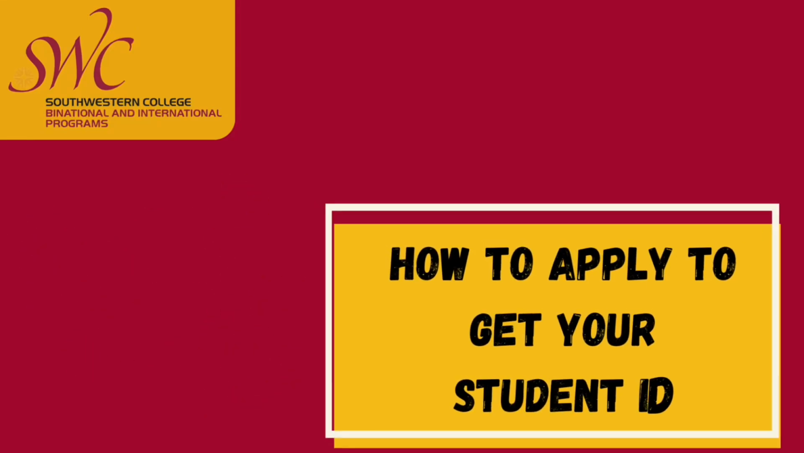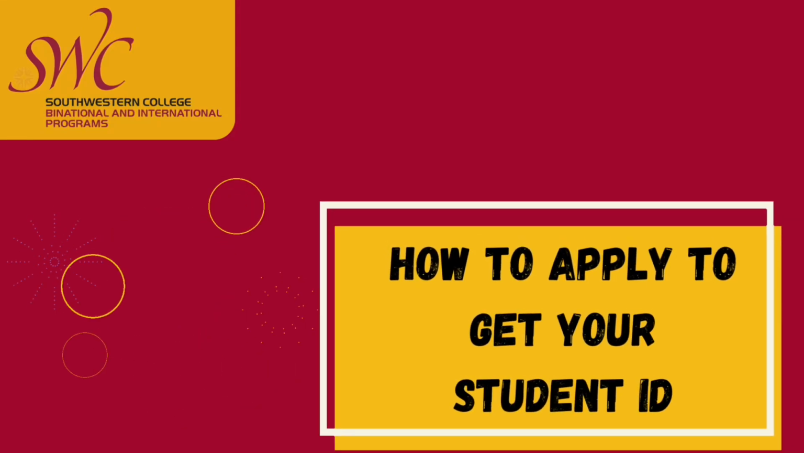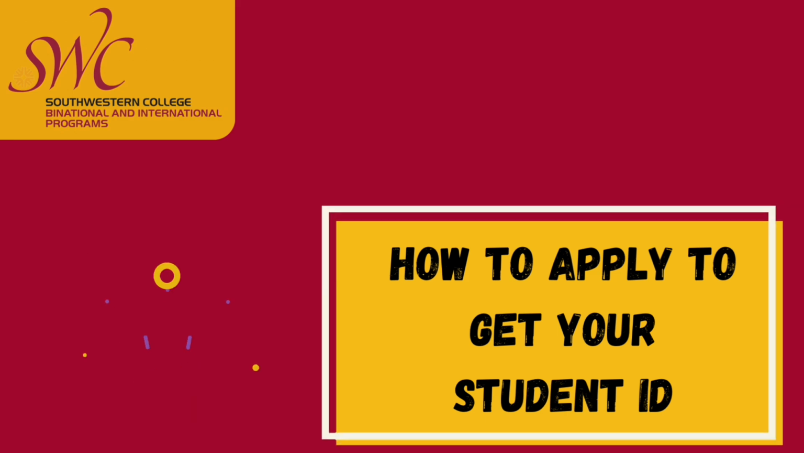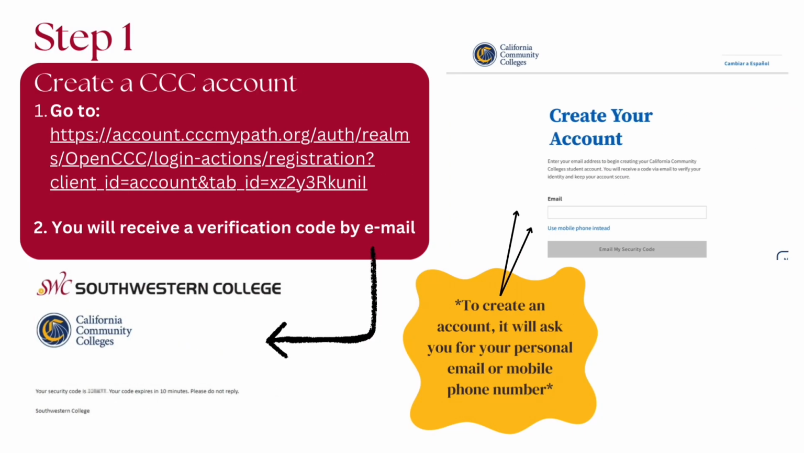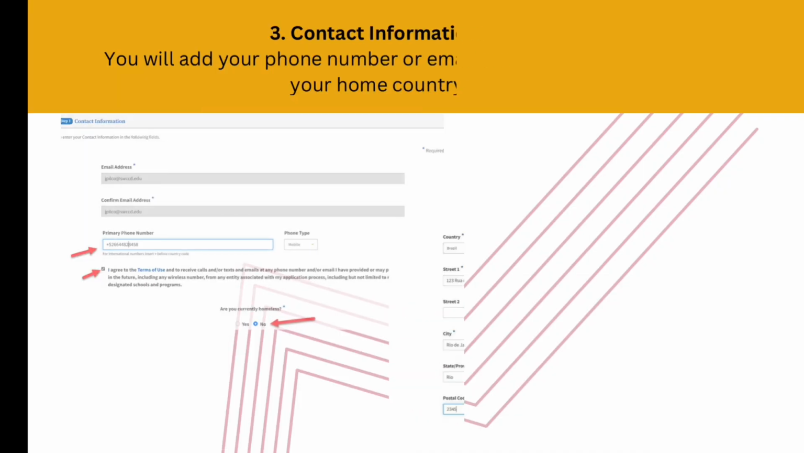In this video, I will guide you step by step on how to complete your application to have your student ID number. The first step is to create a CCC account, and for this, we will have to go to the link that we see on the screen to start creating one. Once we're inside the page, we will be asked to enter an email or a personal phone number, and we will be sent a verification code which we will have to enter on the screen.